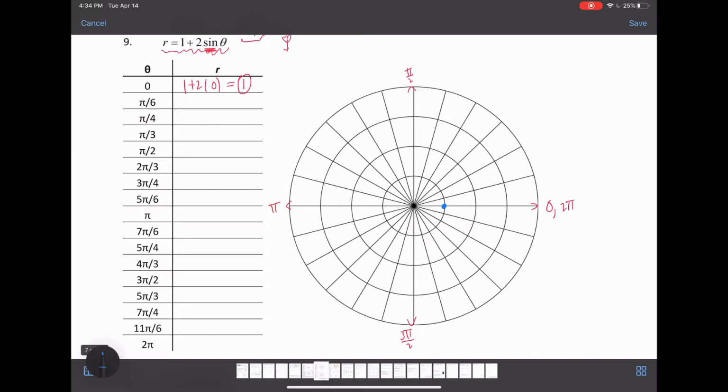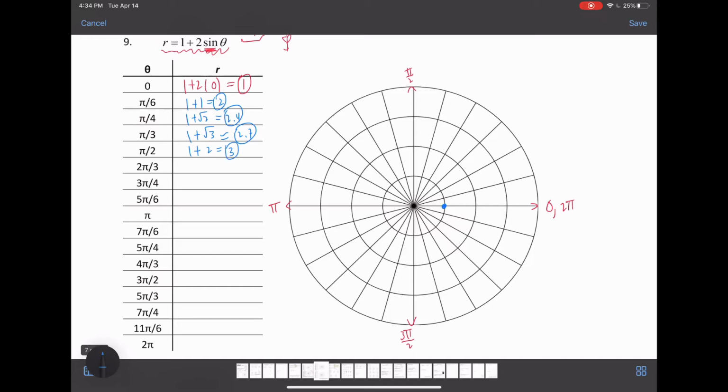Pi over 6 plugged in gives you 1 plus 1, which is 2. I'll keep going and fill out all of quadrant 1. So for pi over 4 you get 1 plus the square root of 2, which is about 2.4. For pi over 3, you get 1 plus the square root of 3, which is about 2.7. And then to round out the quadrant, for pi over 2, you just get exactly 3.